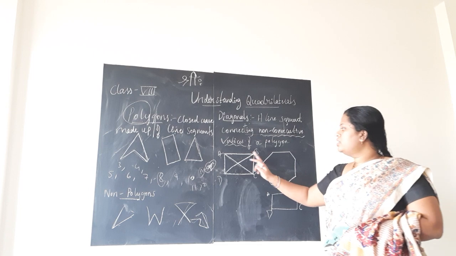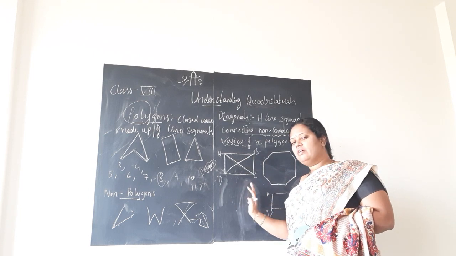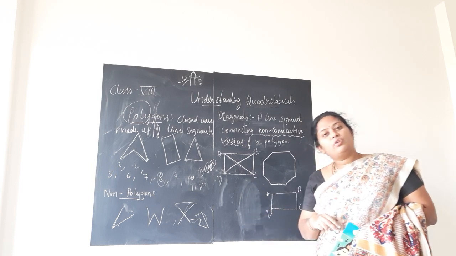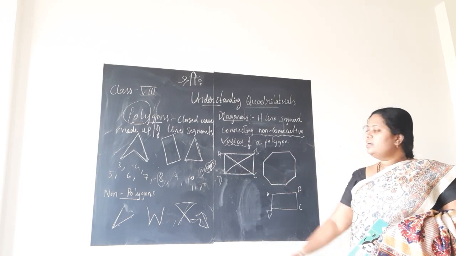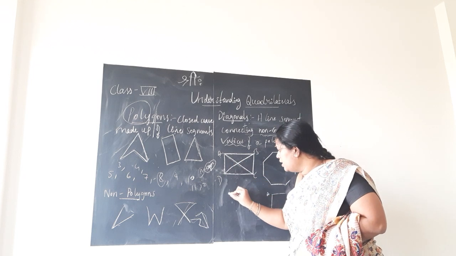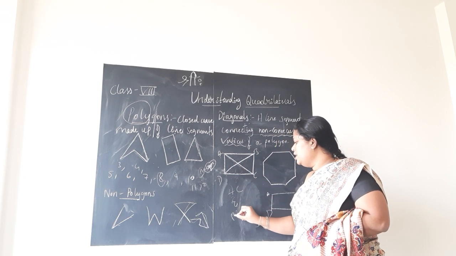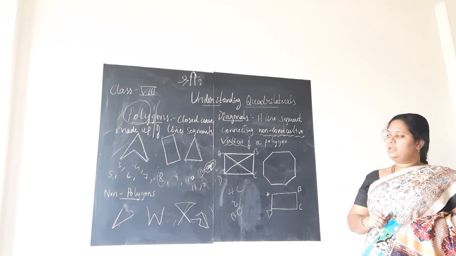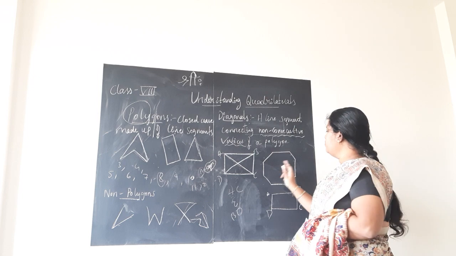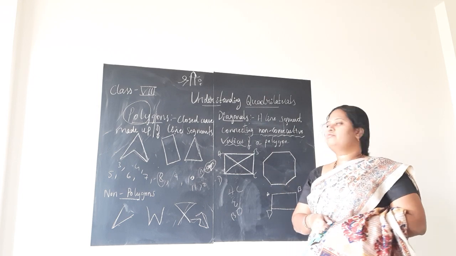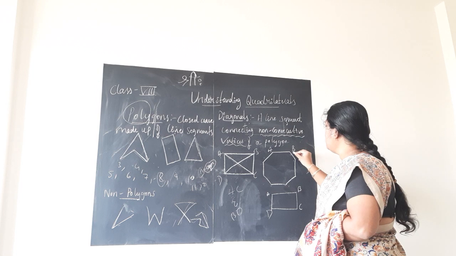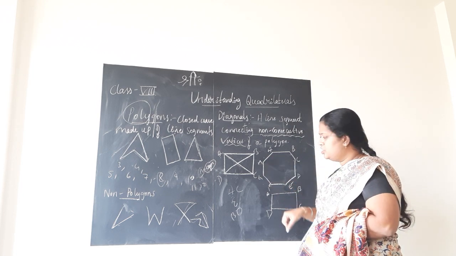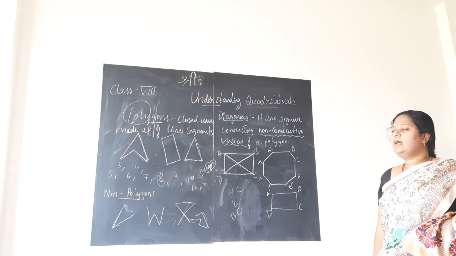So, consecutive vertices, one beside the other, children, you should not join them. Non-consecutive vertices, if you connect with the help of a line segment, then AC is the diagonal. Which are the diagonals? AC and BD are the diagonals for the square ABCD. Similarly, 1, 2, 3, 4, 5, 6, 7, 8. I have drawn an octagon for you. See, A, B, C, D, E, F, G, H. H is the 8th letter, and this is an octagon.